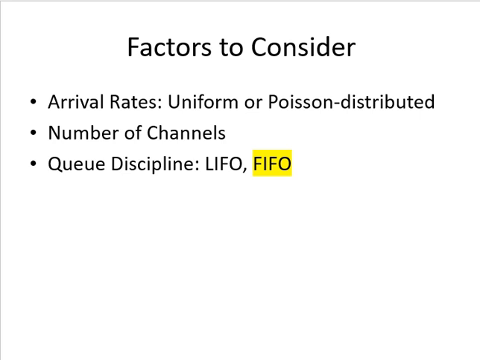The first one is the rate of arrival. It could be uniform or it could have some distribution. What do we mean by uniform? We will talk about it. Then we have the number of channels, the points from which the demand can be served. And then we have the method of serving, the discipline of serving, which could be last in, first out, or first in, first out.